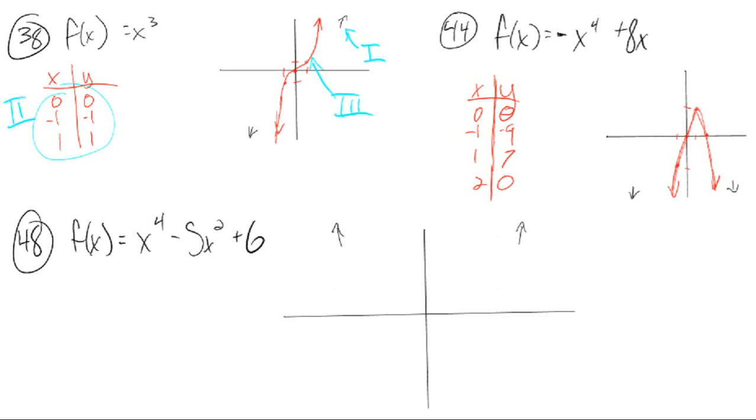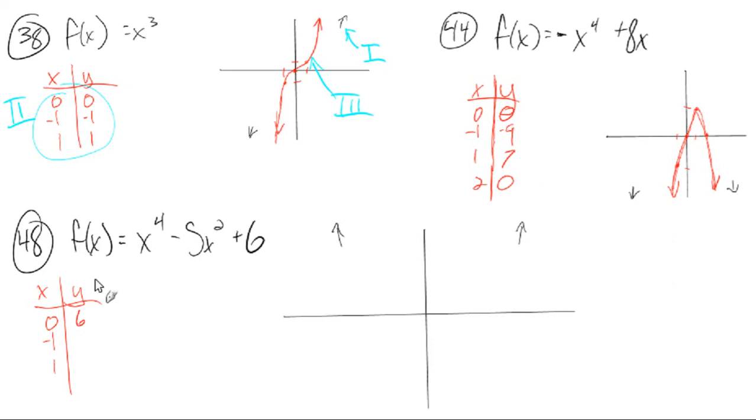Alright, so now let's plot some points. Make a table here. Let's do 0, negative 1, and 1. Those are always good ones to start with. Put a 0 in there, and what we have is 6 left over.